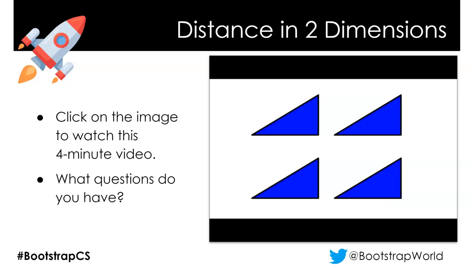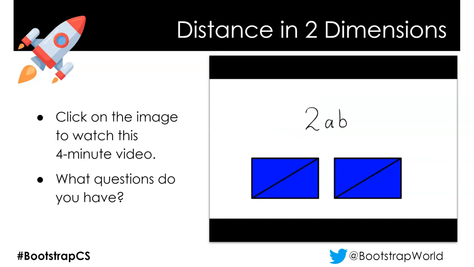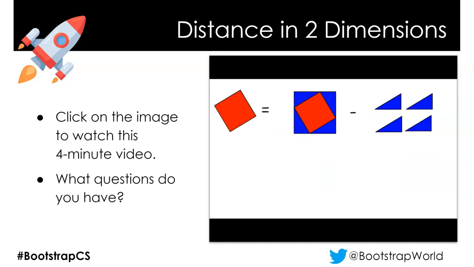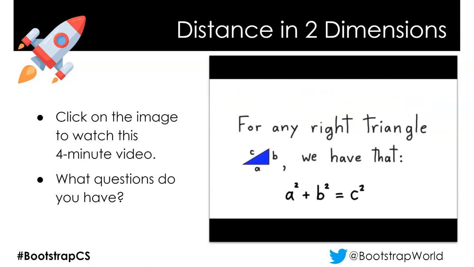What about the area of the four triangles? Well, here's a sneaky trick you can do with right triangles. If you fit two copies together, you can get a rectangle with area a times b, or ab. In this case, we have four triangles, so we can make two rectangles with a total area of 2ab. So here's the equation we found so far. C squared equals a squared plus 2ab plus b squared minus 2ab. 2ab minus 2ab is just zero, so we can drop that part. And here's what we have left. A squared plus b squared equals c squared. We've just shown that this rule is true for all right triangles.